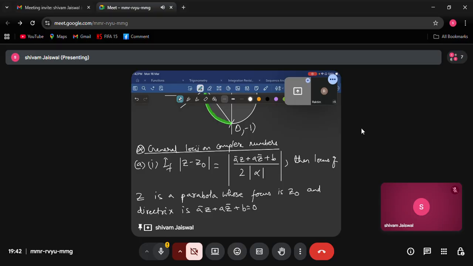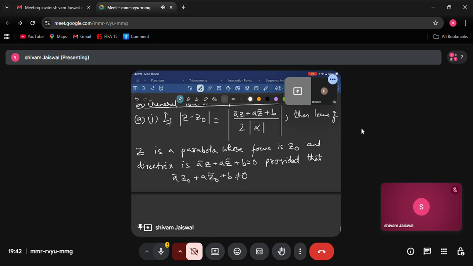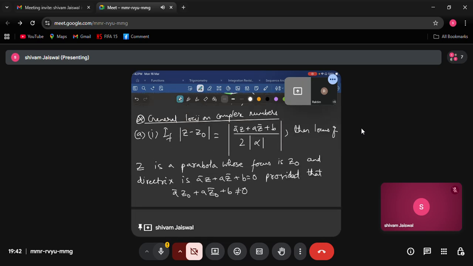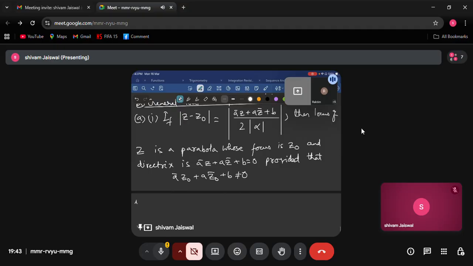Provided that the point does not lie on the straight line. Recall the first class of conics. Provided that a bar z naught plus a z naught bar plus b is not equal to 0. Okay, remember.